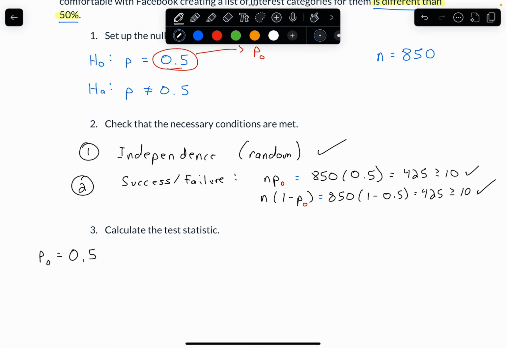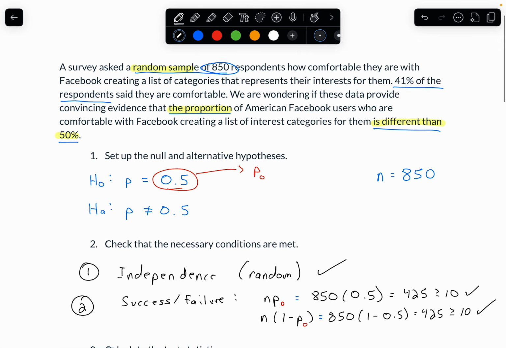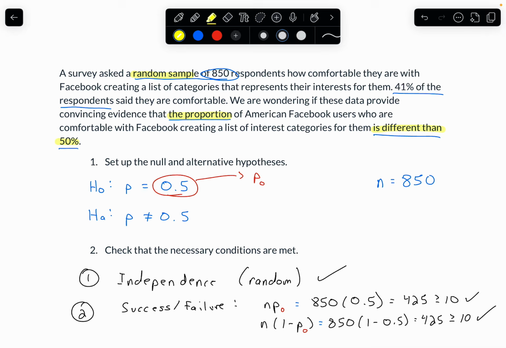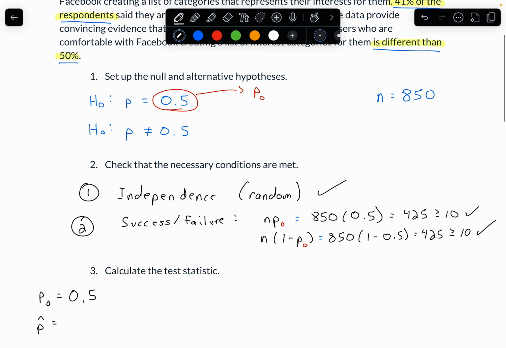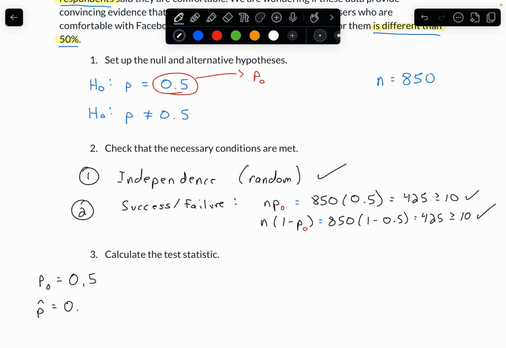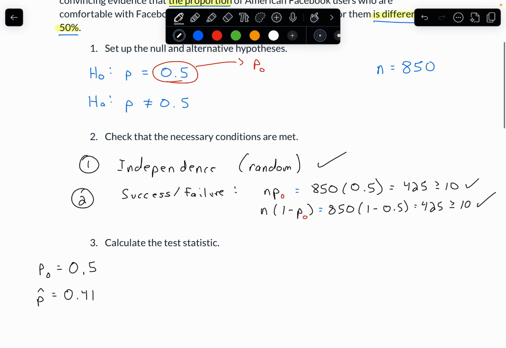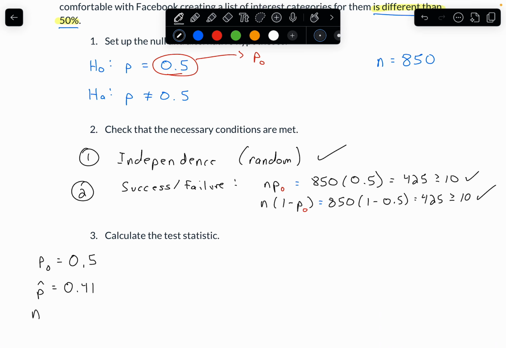We would also like to know what is P hat, what's our sample proportion. I'm going to scroll up here, and they said 41% of the respondents. So that means P hat is going to be 0.41. And then I would also like to know what's my sample size N, and we said that was 850. It's usually pretty helpful just to have all this information written down so that we can reference it as we need to throughout our calculations.